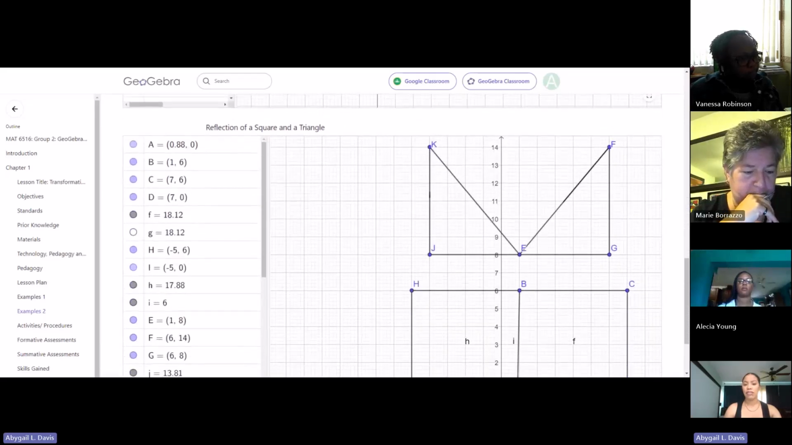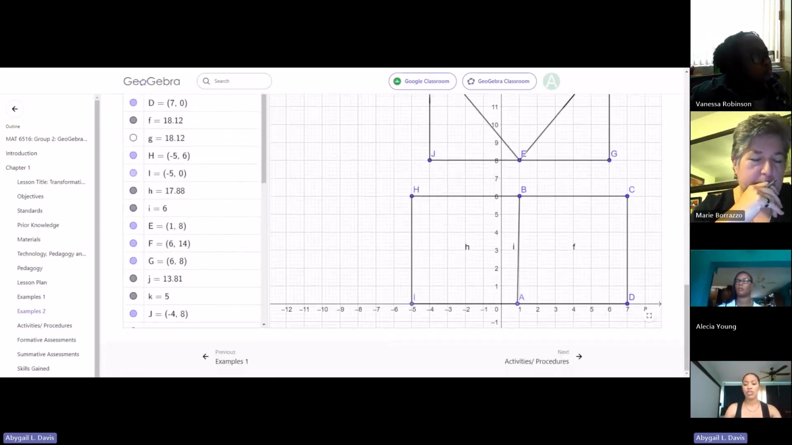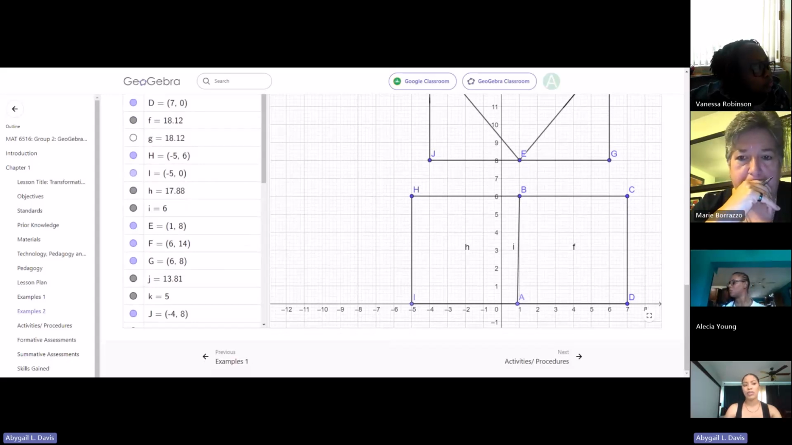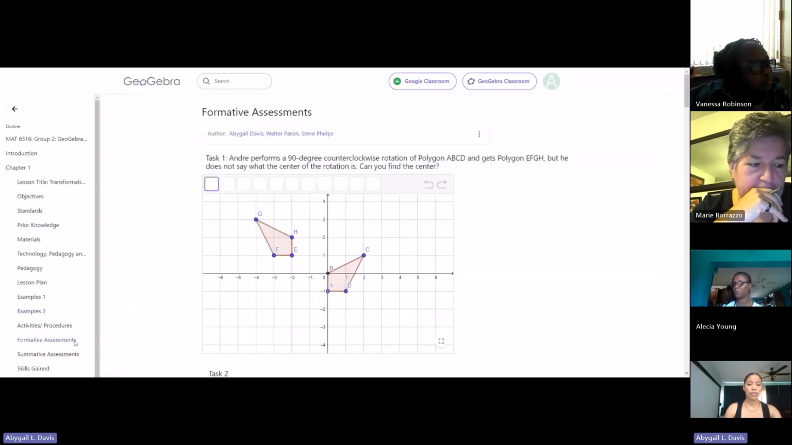And also we have a reflection both of a square and a triangle. So these are some of the examples that the students will have in addition to what was mentioned previously. For the formative assessments, students will have an opportunity to work as groups.